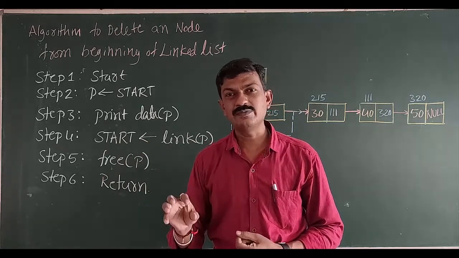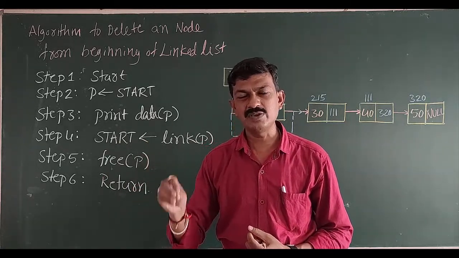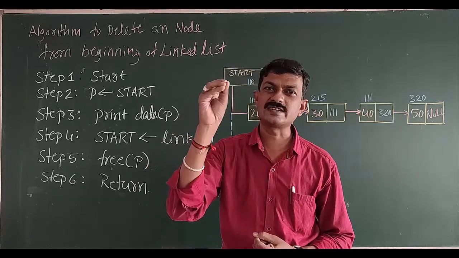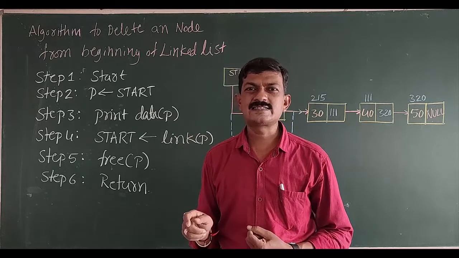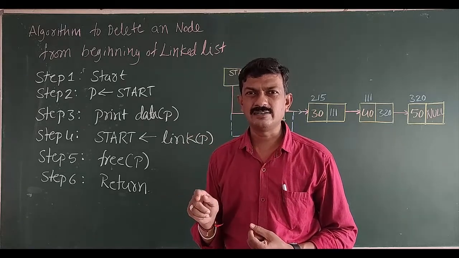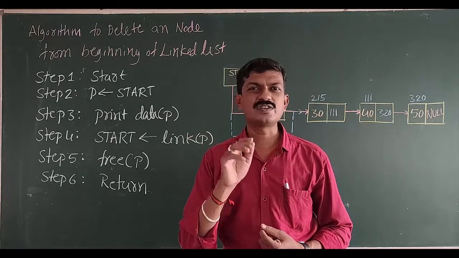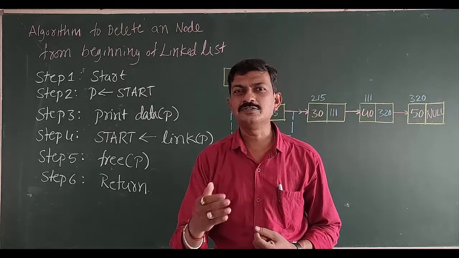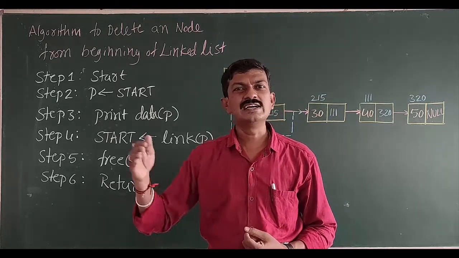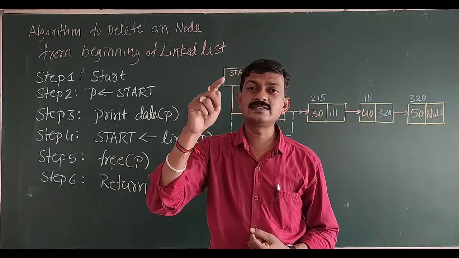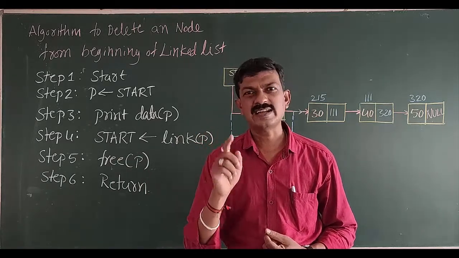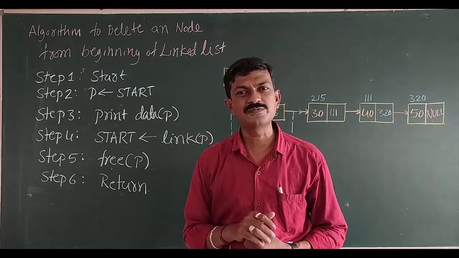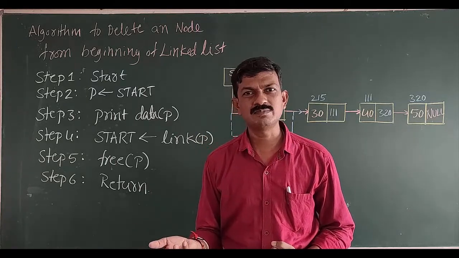For that, whatever address the link part of p contains should be assigned to the start pointer. Once the address in the link part of p is assigned to the start pointer, it means that I freed that node from the linked list. The start pointer now contains a new address, and the node whose address is held by the start pointer is the first node of that linked list.